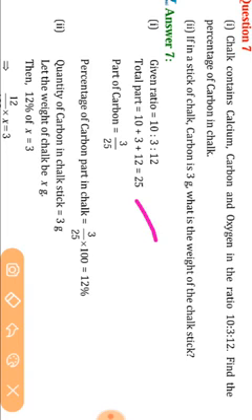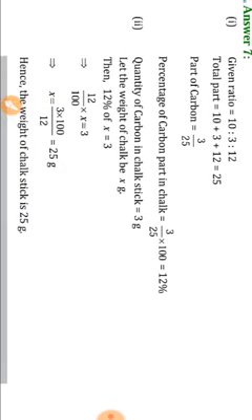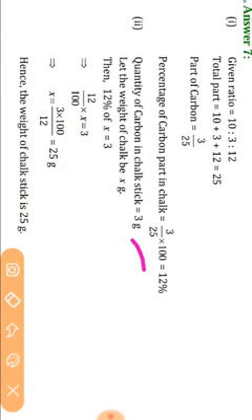So if 12% of X is 3 gram, then what is the weight of the chalk stick? So the quantity of carbon in a chalk stick is 3 gram. Let the weight of the chalk be X. So 12% of X is 3 gram. So how much is the total chalk? X into 12 by 100, if you transfer that side, reciprocal, 3 into 100 by 12, so 25 gram of chalk piece.